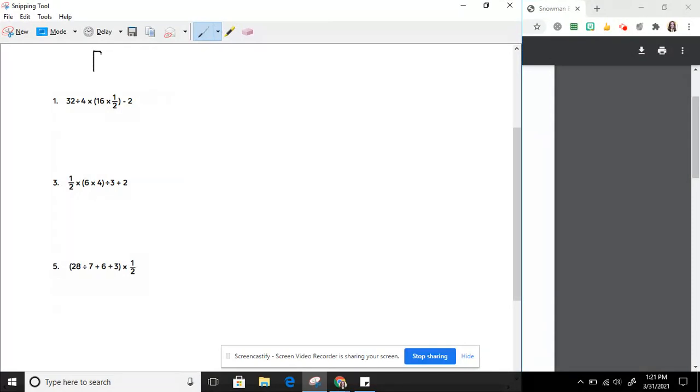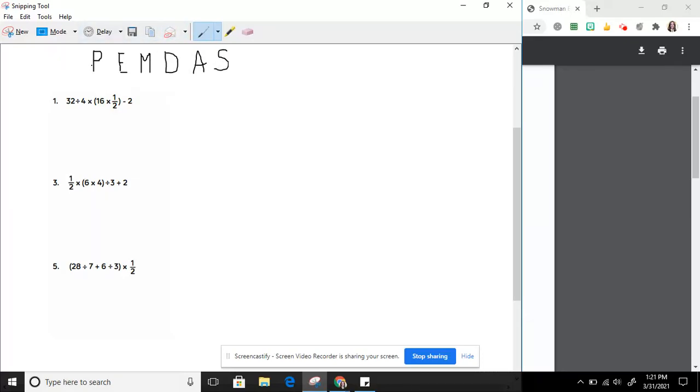P, which stands for parentheses. We're going to solve whatever's in the parentheses first. Then we move to the E, which stands for exponents. Then we do M for multiplication, D for division, A for addition, and S for subtraction. PEMDAS. So these are the steps that we take in order to solve these expressions.